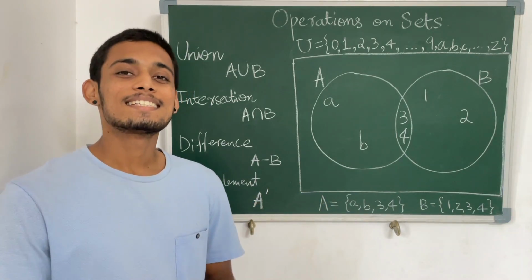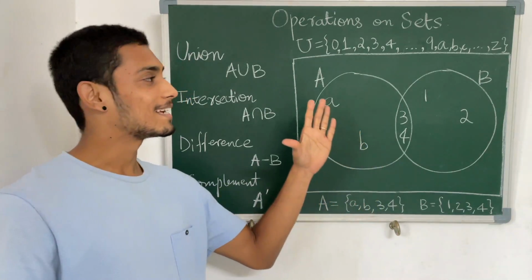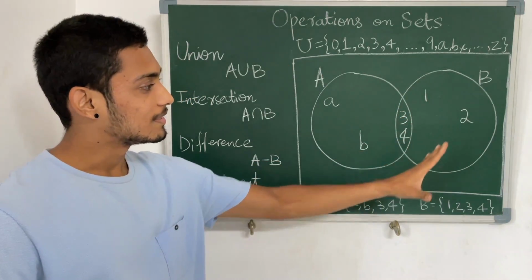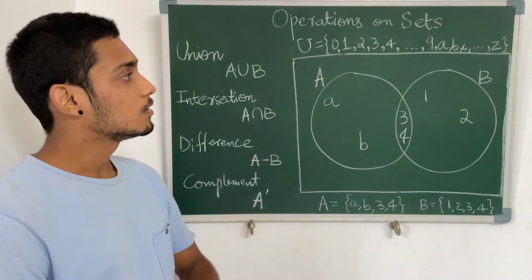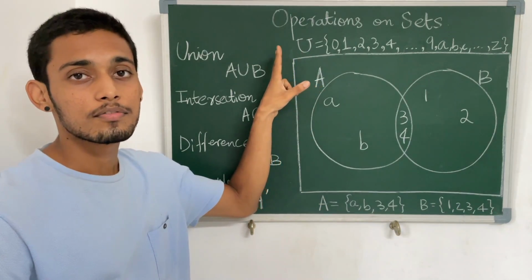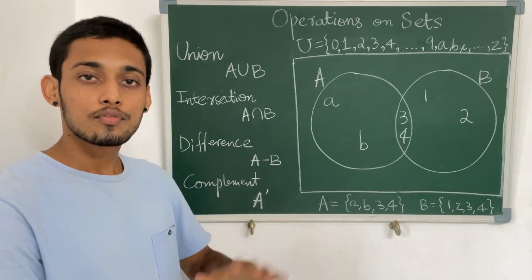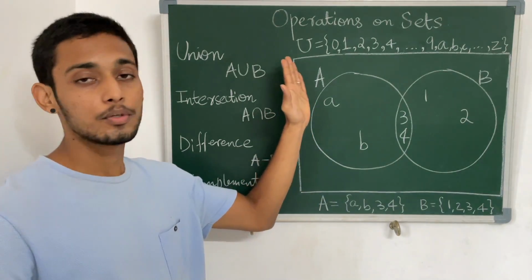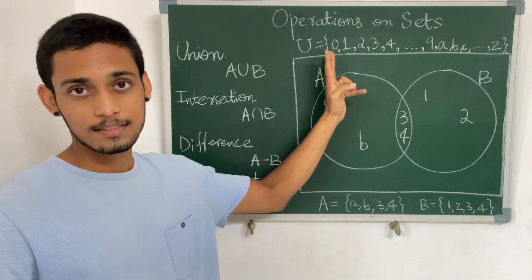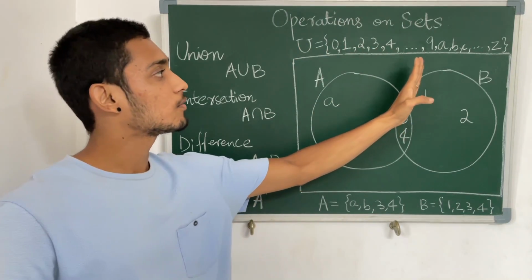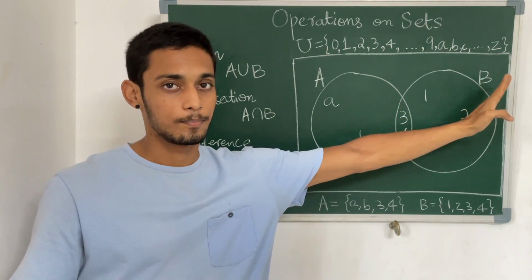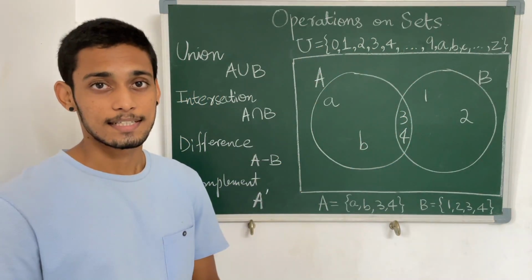For our understanding purpose, I have taken the example of this Venn diagram. So we previously saw what is the meaning of this symbol U. It refers to the universal set. So for this example, I have taken the set U as the set of all digits, that is 0 to 9, and the set of all small letters A to Z. So this is our universal set.